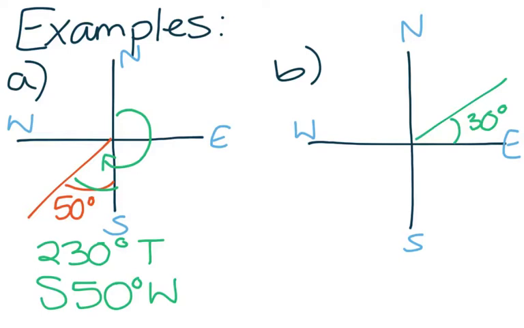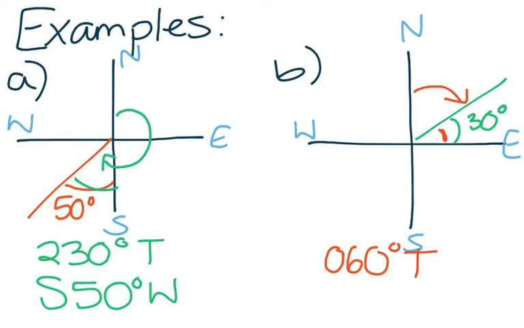For part B, it's a little bit different. Firstly, for the true bearing, we're reading from north to this line. Now, the 30 degrees is for this part, not for the part where I've drawn the red arrow. But we know the whole thing is 90 degrees because from north to east it's 90, which means the red arrow would have to be 60 degrees. So our true bearing is going to be 060 true.